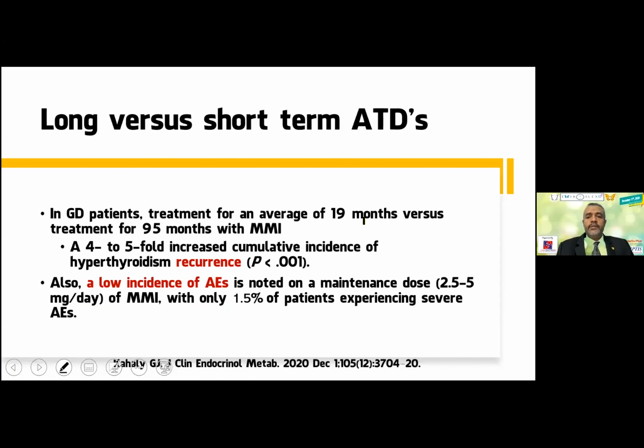First, comparing long versus short-term antithyroid drugs treatment. In Graves disease patients, treatment for 19 months versus treatment for 95 months has resulted in a 4 to 5-fold increase in the incidence of hyperthyroidism recurrence. So a longer term treatment would produce more lasting remission. Also, they have observed a low incidence of adverse events. For those patients who have maintained carbimazole or methimazole for 95 months, only 1.5% experienced severe adverse events. So long versus short-term antithyroid drugs has some benefit.